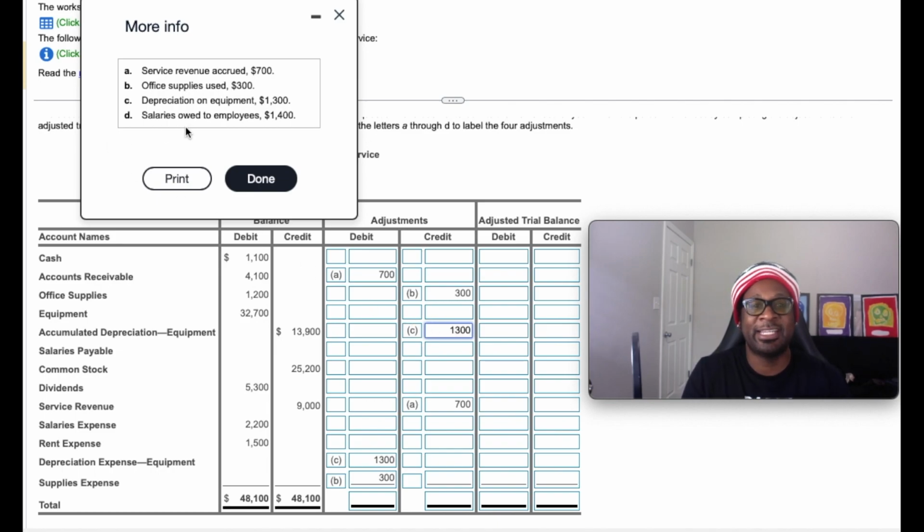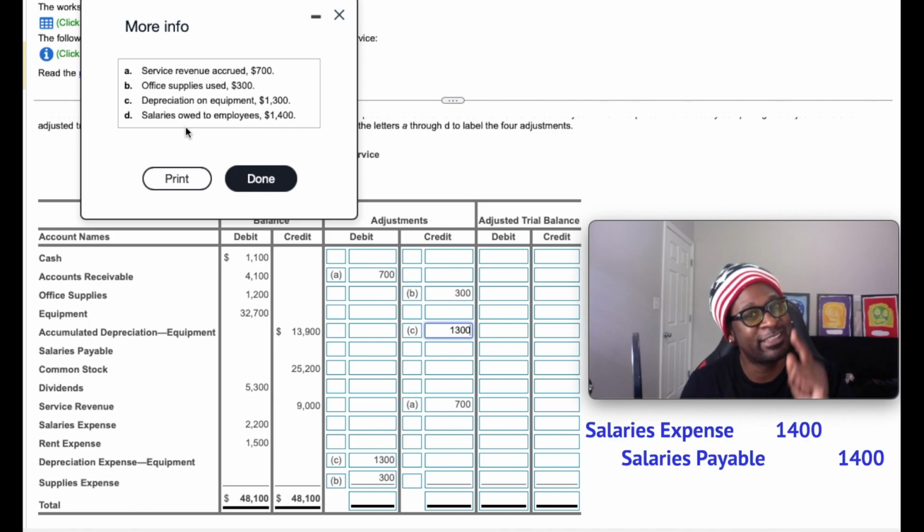And last but not least, salaries owed to employees, $1,400. Gang, keyword: salaries owed. We know salaries is an expense to the company, but we know that it is now owed, which means it hasn't been paid. This is a proper example of an accrued expense. And by definition, we know accrued expenses are expenses that happened, but they haven't been paid. We know how to journalize that.